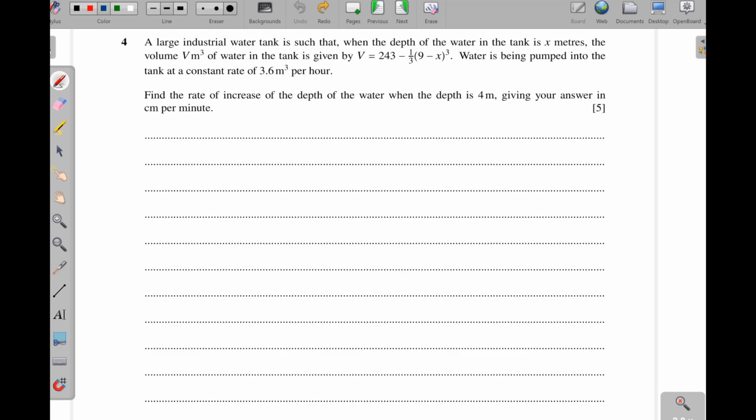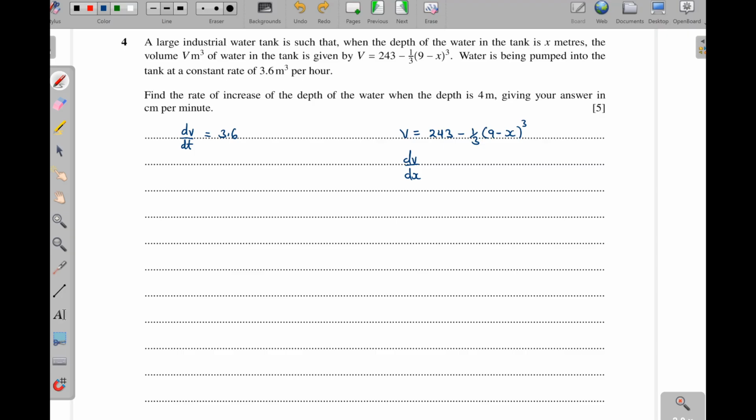So we are going to have dV/dt, it is given as 3.6. This one is coming from differentiation, and particularly in connected rates of change. So we have V, which is equal to 243 minus a third, then (9 minus x) to the power of 3 here. We need to get dV/dx. Okay, the depth of the water in the tank is x meters. They are talking about the depth.